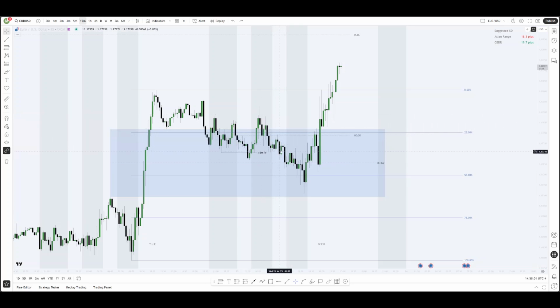Anyways, lunch was consolidating, and just before New York open, it displaced lower. It was respecting the consequent encroachment of the 4-hour fair value gap. It was consolidating, and at the end of New York, price did not touch the low, and then displaced higher. So that makes this a strong indication that price wants to go to higher prices, and also it was a rejection on the 50% level.